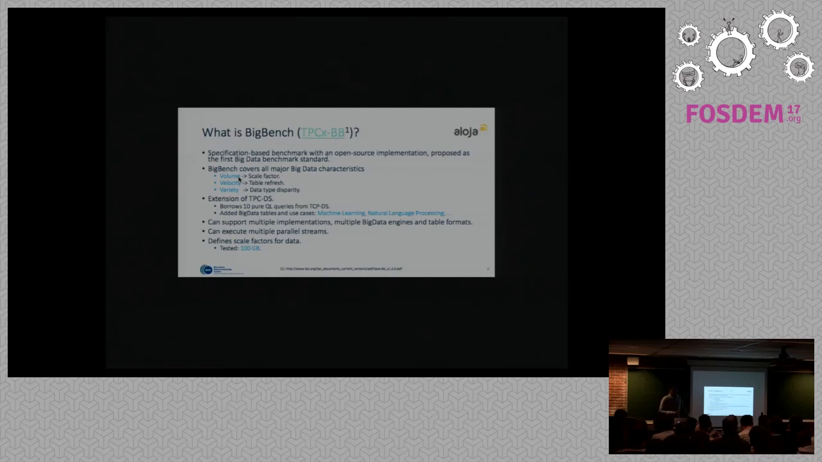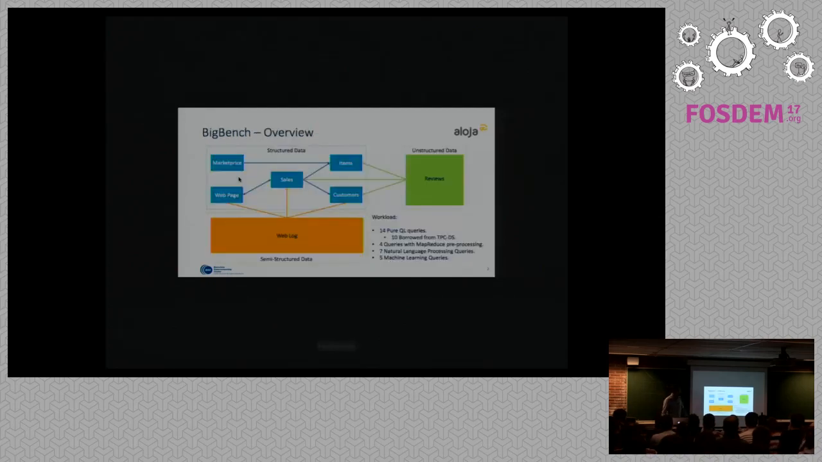Some very quick characteristics of BigBench. It's an extension of TPC-DS that adds some new SQL queries and use cases such as machine learning, natural language processing, and some others. It can support multiple implementations, engines, and table formats for Hive. It can also execute multiple parallel streams at the same time in the same cluster, and it can define different scale factors. We used a scale factor of 100, which is approximately 100 gigs in table size.